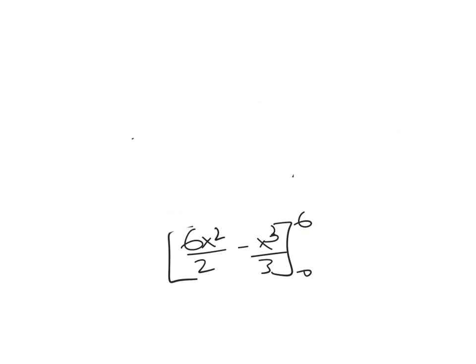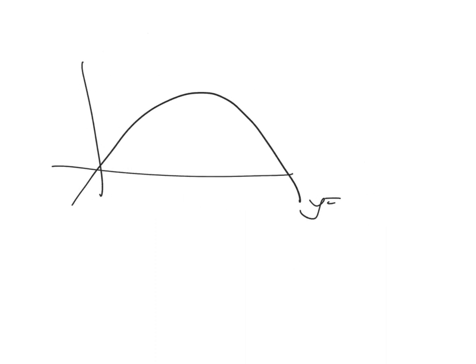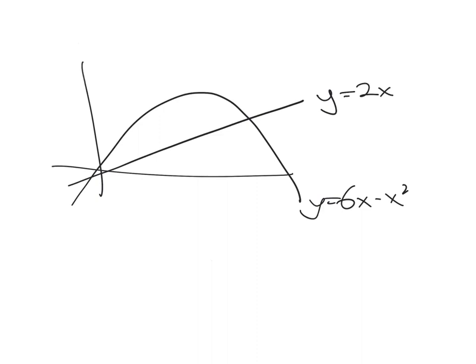In this example, we're going to combine some skills that we've learned over the course of the year and put them together. Essentially, I'm going to take that same curve, which is y is equal to 6x minus x squared, and combine it with another line, this line being y is equal to 2x. And we're going to find the area between those two curves.